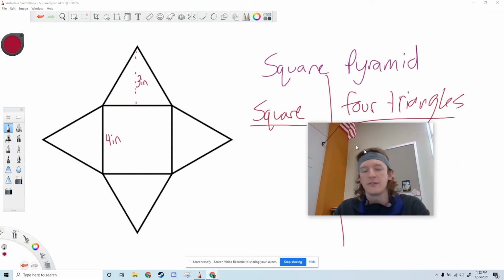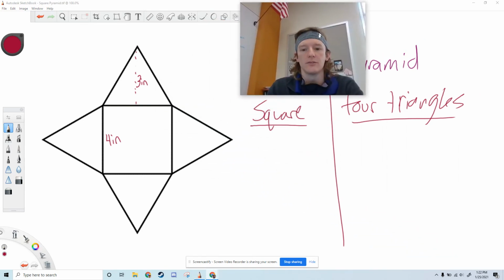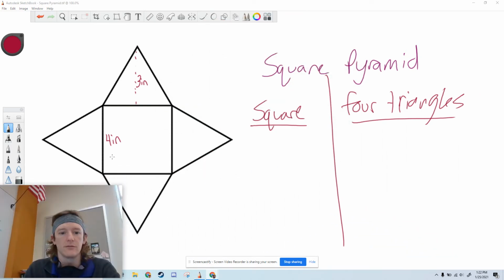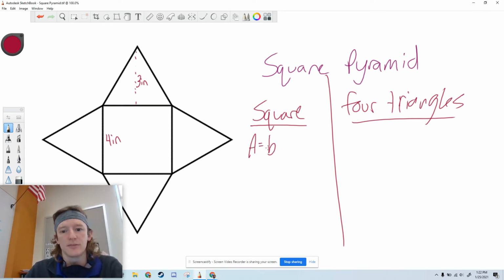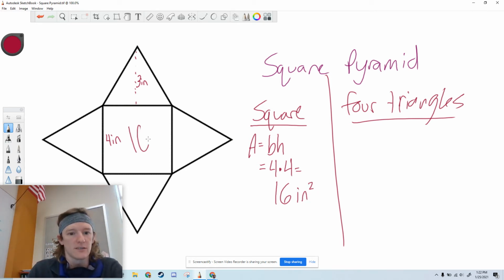In a square pyramid, all those triangles are equal to each other. So whatever we get for one triangle, it's going to be the same for all 4 of them. So let's do the square first. Area equals base times height. 4 times 4, 16 inches squared for the square. This is 16. Now let's do the triangle.